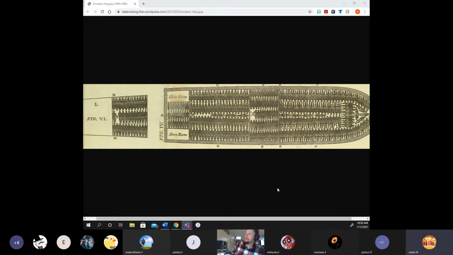So Ash, what is one observation that you can make about this image? What do you notice about this image? You can either unmute your mic, or if you would like, put it in the chat. One observation. What do you notice in this picture? And again, this is a diagram of what a typical slave ship would look like. I'll give you a moment to respond.